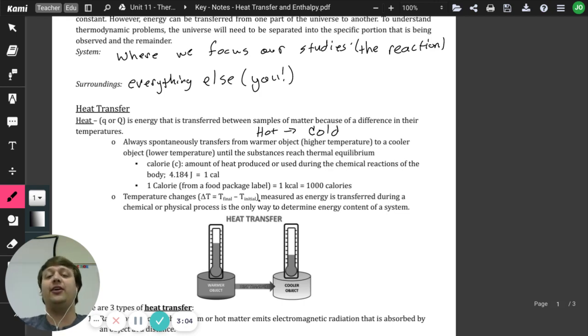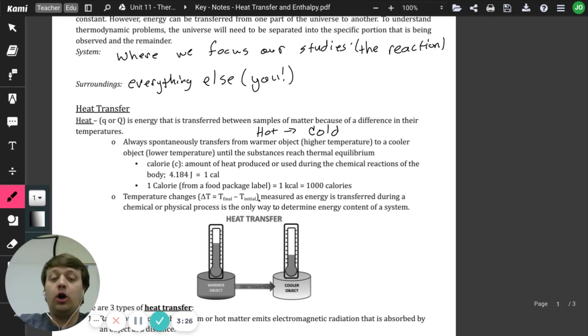Okay? Now, this is always going to be spontaneous. Now, remember, spontaneous means without any assistance. It just happens, okay? And so there is this spontaneous transfer of energy from the warm to the cooler object, okay? Until we reach equilibrium. And equilibrium is basically where those temperatures are going to be the same, all right?